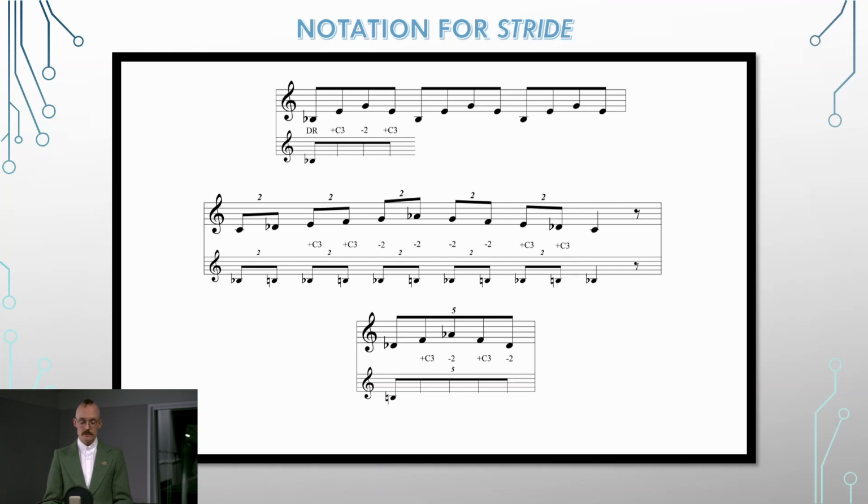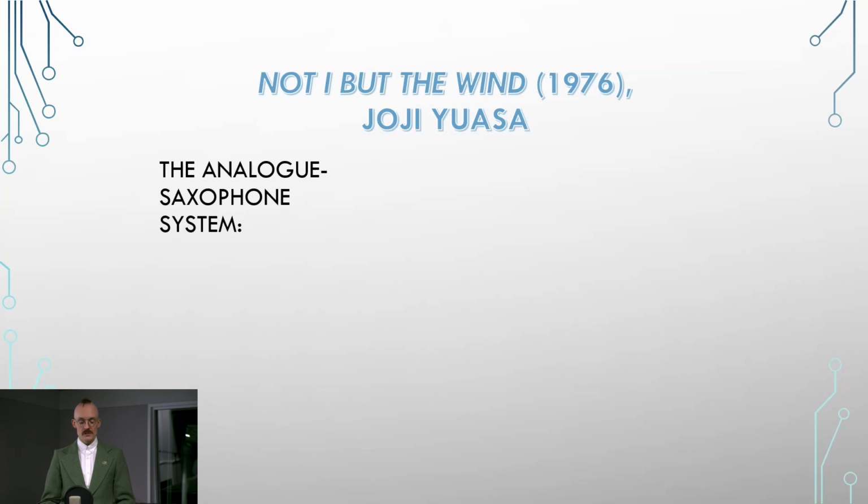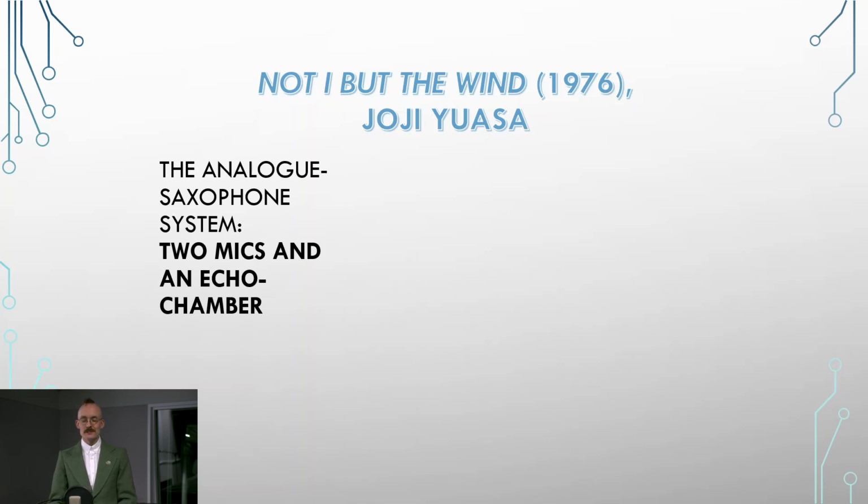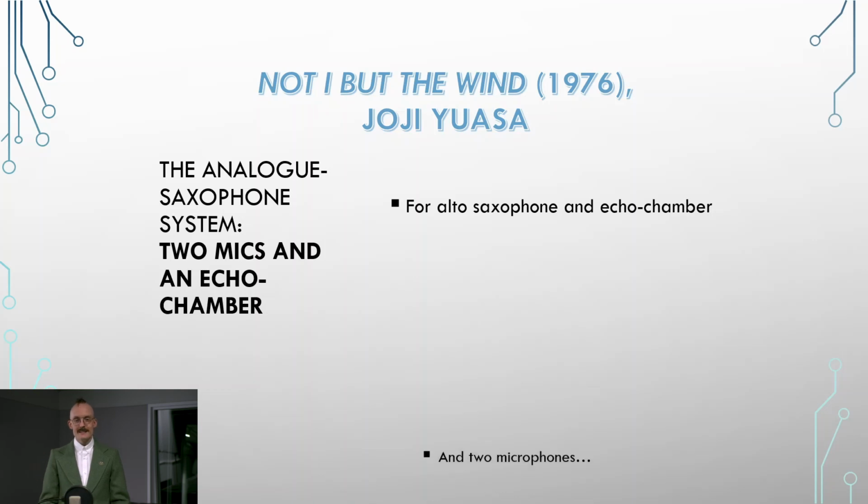So the second piece I played was Joji Yuasa's Not I But the Wind, which was written in Berlin in 1976. And the analog saxophone system that this piece employs is 2 mics and an echo chamber. So the title of the piece is Not I But the Wind for alto saxophone and echo chamber. But really, in order to employ an echo chamber, this piece needs 2 microphones as well.